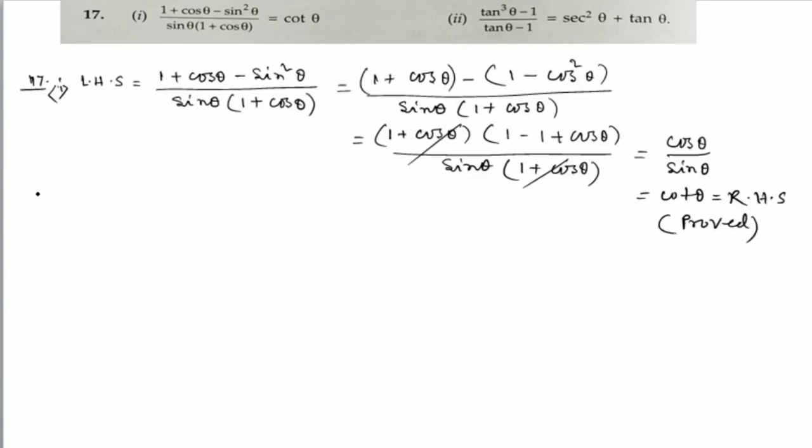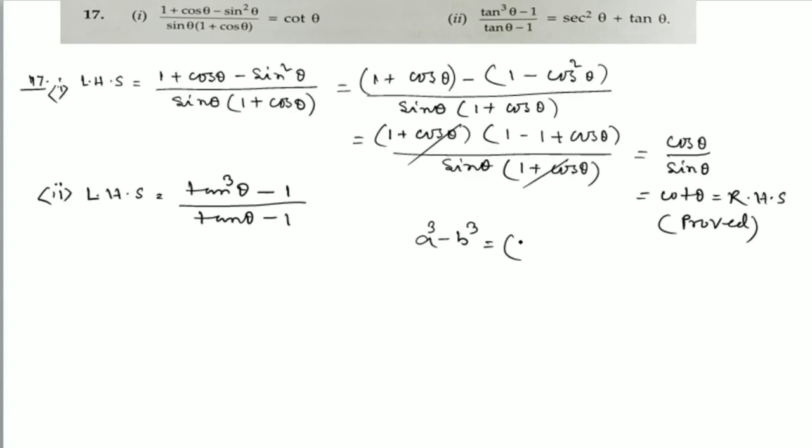Next we solve problem number 2. Here left hand side is equal to tan cube theta minus 1 divided by tan theta minus 1. Here you can see tan cube theta minus 1. So we can consider 1 as 1 cube. So here we get a formula a cube minus b cube. It will be a minus b into a square plus ab plus b square. Can you recognize this formula? Yes, this is the factorization formula of the form a cube minus b cube. So here we put this formula.